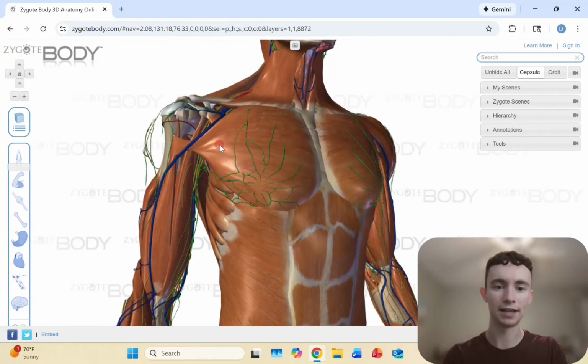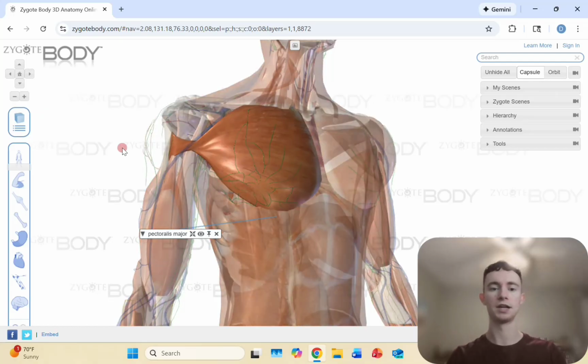Pec major is innervated by both the medial and lateral pectoral nerves, and is responsible for horizontal adduction, bringing your arm across the body, internal rotation of the humerus, and adduction of the shoulder.